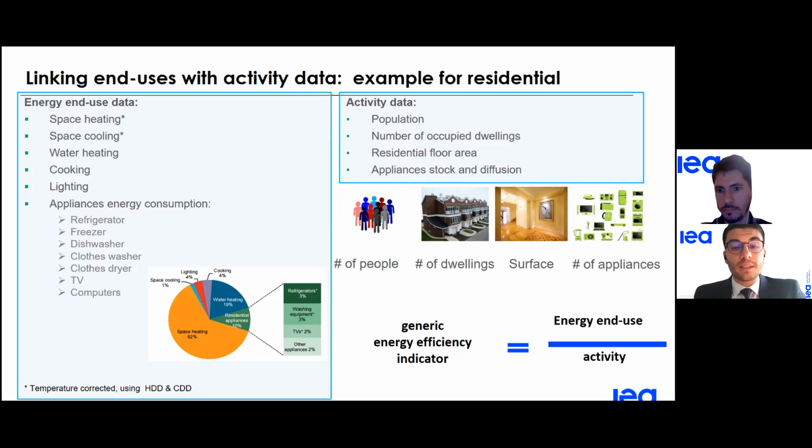Regarding the activity data, it should have the same boundaries as the energy data. So for example, for the residential sector, we consider population, number of occupied dwellings, residential floor area, and appliance stock and diffusion. Next slide, please.